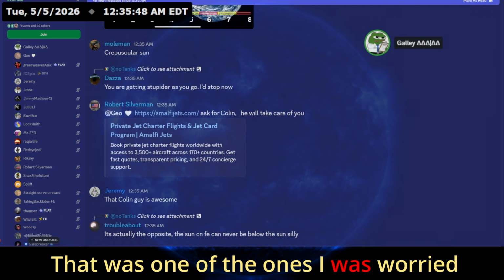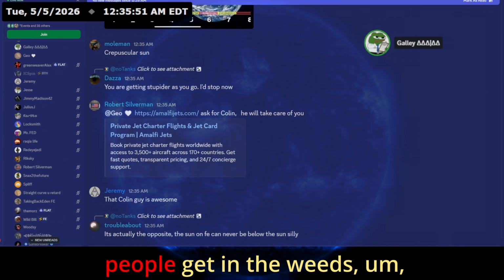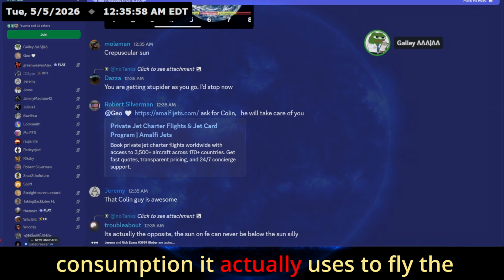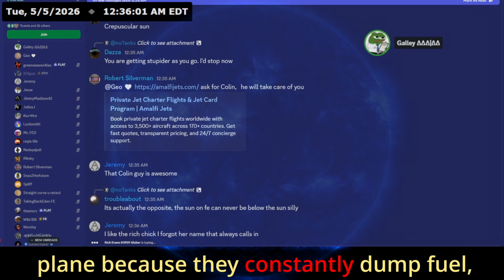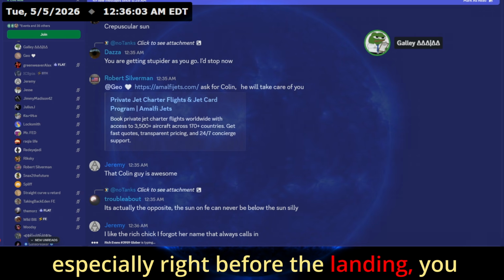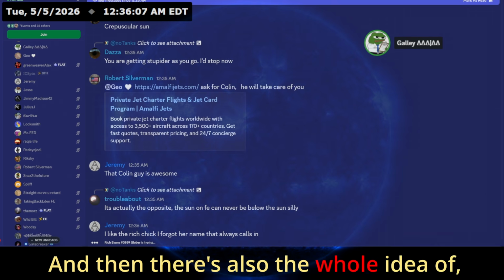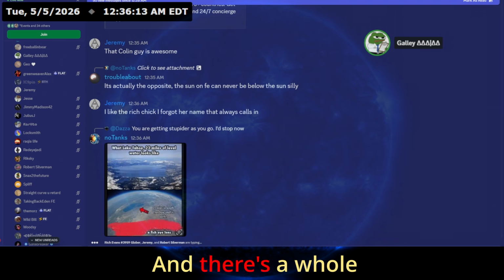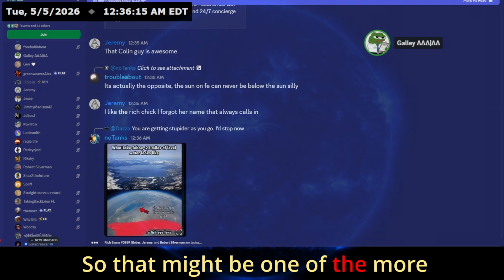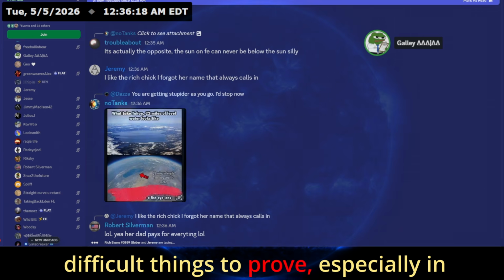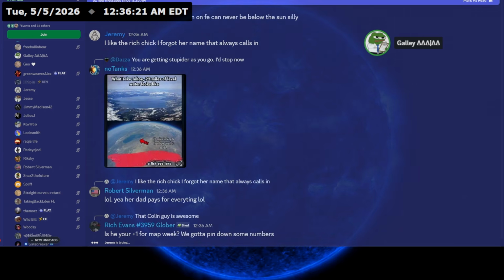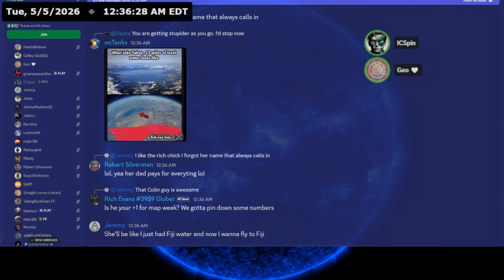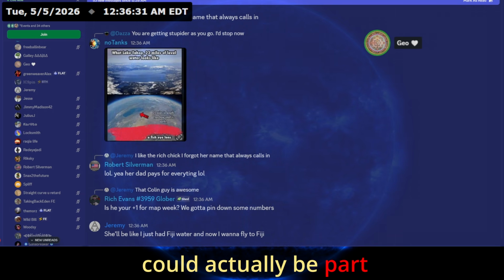Yeah. That was one of the ones I was worried about, because some people get in the weeds with, we'll never know how much fuel it actually uses to fly the plane because they constantly dump fuel, especially right before landing. And then there's also the whole idea that planes don't even have that much fuel in them, and there's a whole conspiracy around that. So that might be one of the more difficult things to prove, especially in conspiracy theory communities. But you know how planes dump fuel right before the end? That could actually be part of the jet fuel hoax. Not flying the shortest routes could actually be part of the jet fuel hoax.